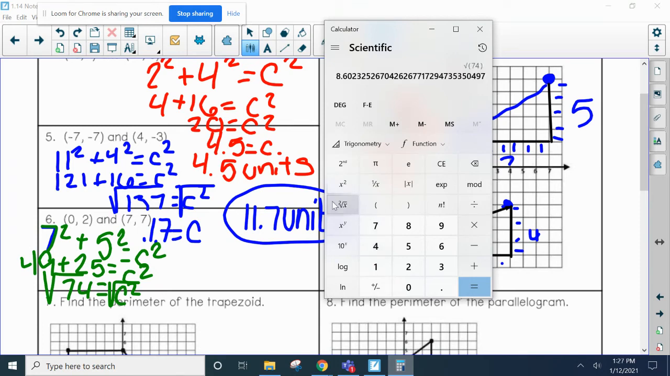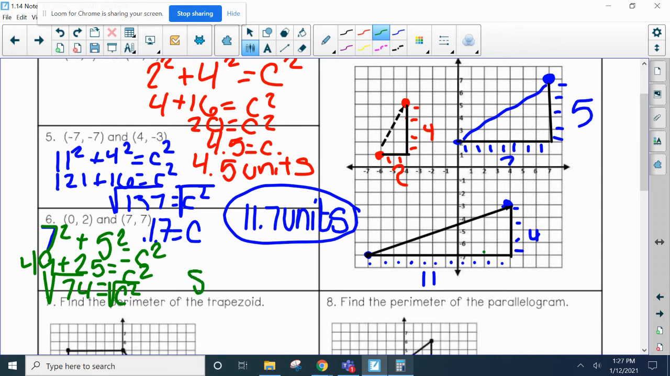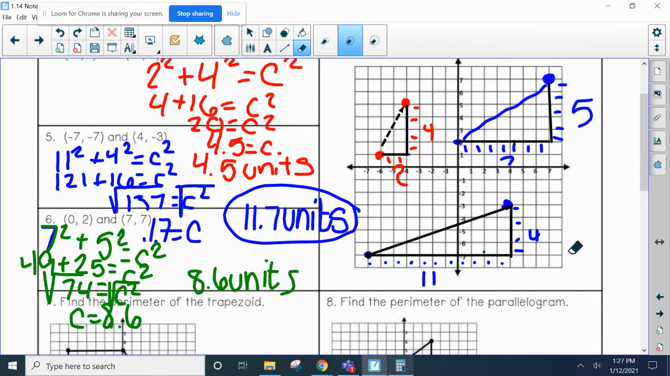So we're going to be left with 8.6 units. All right, go ahead and check your work. Did you get it right? Did you count wrong? Do you see what you did wrong? Awesome. All right. I'm going to go ahead and erase it. Pause it if you're still copying any of this.